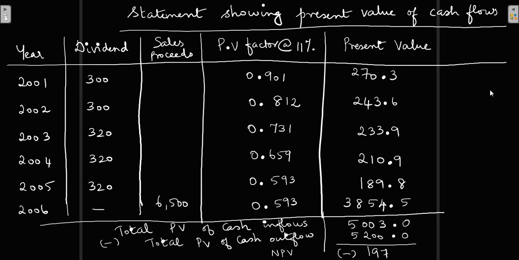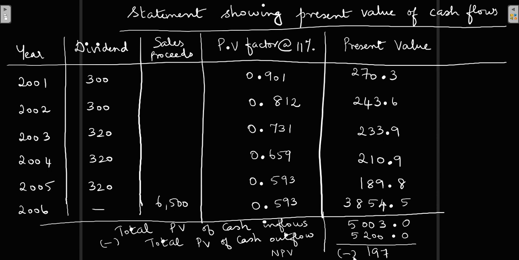So for the PV values, you are multiplying the dividend into the PV. You're trying to find the present value of the expected dividends. So you add up the total present value of the cash inflows and subtract it from the total cash outflow. That is the amount you paid to buy these shares. So for 11% you are getting a negative net present value of 197.